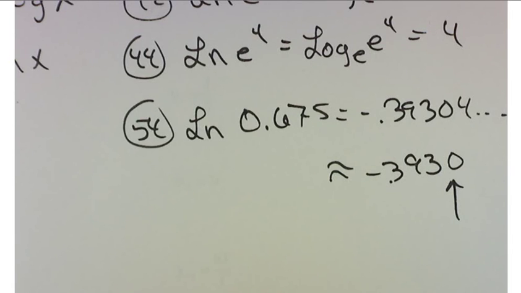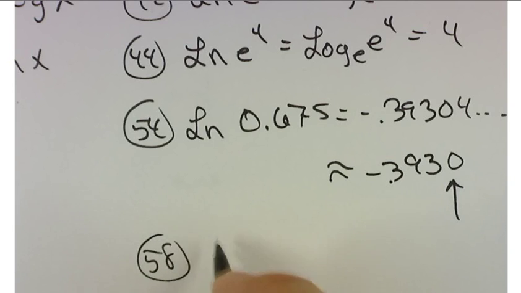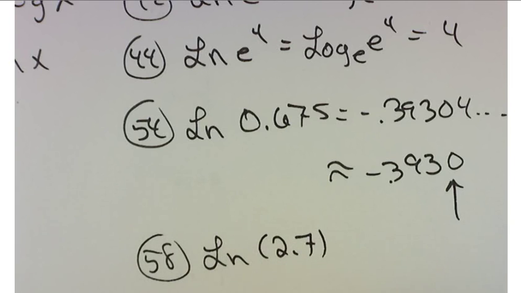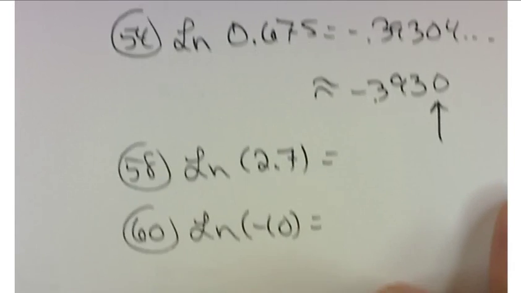Let's try 2 more. Problem number 58, ln of 2.7, and problem number 60, ln of negative 10. So again, just looking for some decimal answers here.